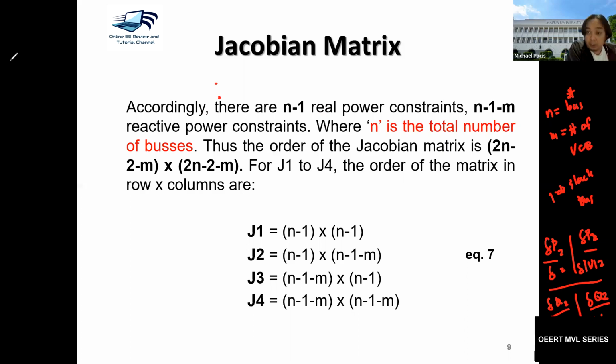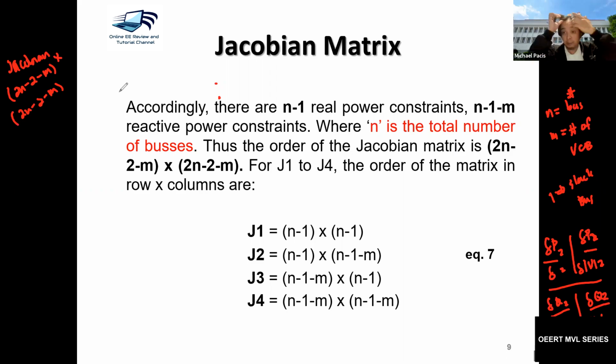The Jacobian matrix is a 2n minus 2 minus m by 2n minus 2 minus m matrix. So it depends on the number of buses and the number of voltage control buses that is given. So it can be a 3 by 3 square matrix, it can be 3 by 3, 4 by 4. As you can see, they are the same, row and column. You know, row and column, right?